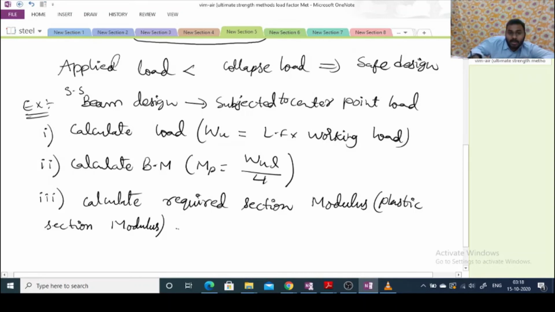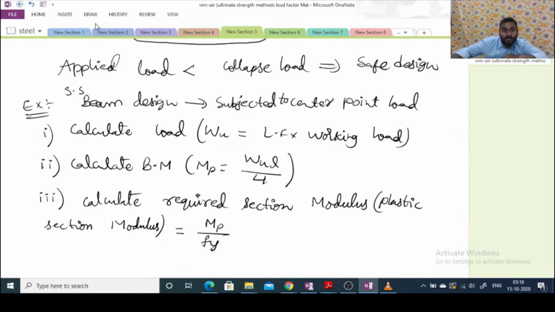Now the required section modulus is nothing but MP by Fy. By this we are going to get the required section modulus. The very important point to be noted in this step is that for Fy there is no usage of any factor of safety. Simply, we have considered the stress without any factor of safety. This is a very important point to be considered.